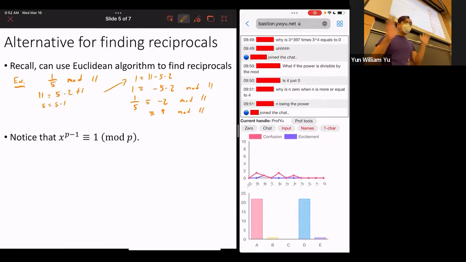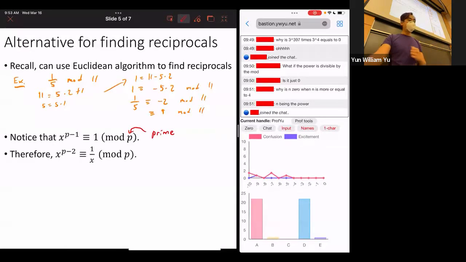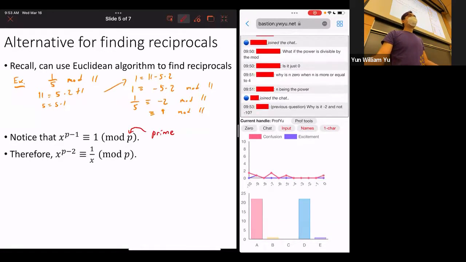So notice, if you're in a prime modulus, so this has to be prime, then x to the p minus 1 is congruent to 1, right? Well, if that's true, and we're in a prime modulus, that means you can divide by x on both sides, right? So if you divide by x on both sides, you get x to the p minus 2 is congruent to 1 over x mod p. Right? Because you're in a prime modulus, so you're allowed to do division.